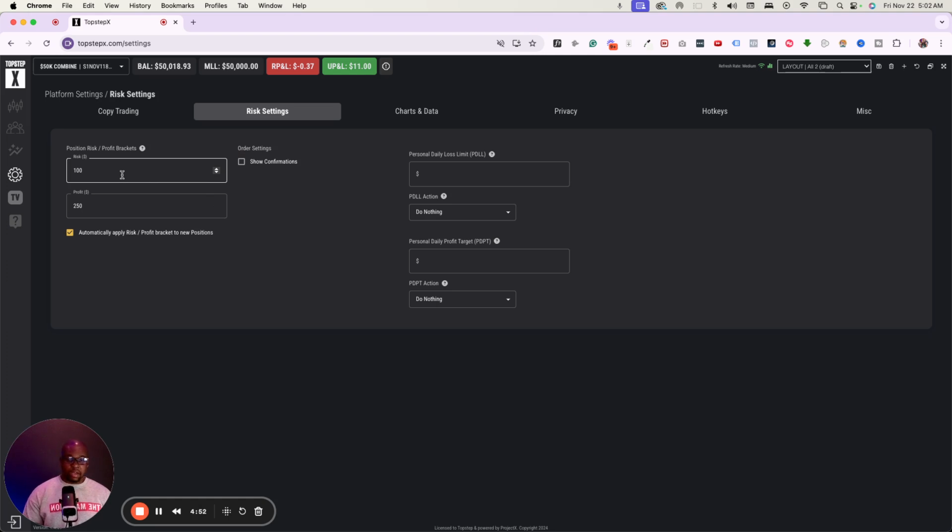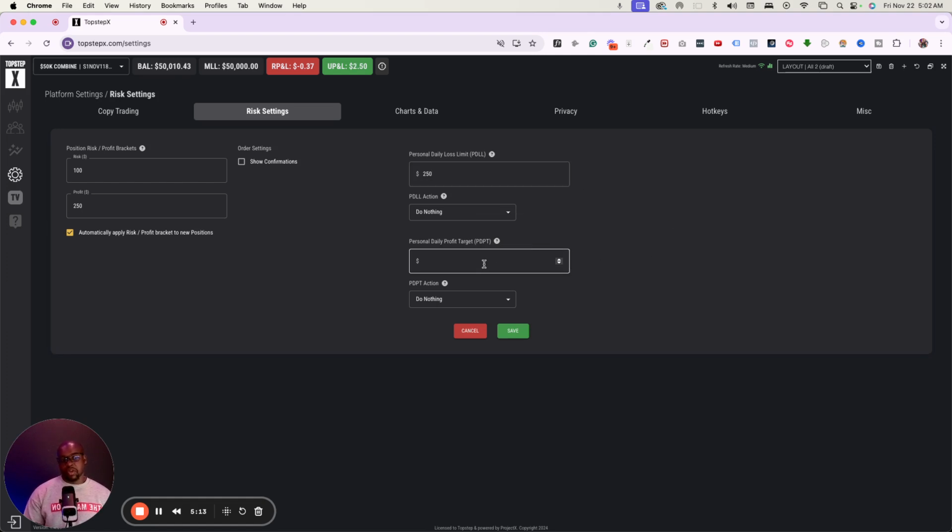$100, $50, $200, whatever you want to set as your risk. And then obviously your profit can be your profit. You can set personal daily loss limits. So once again, if I have a 50K account and my max drawdown is 2,000, I can say, okay, if I want to stop myself, I'm going to stop myself at 250. I'm going to stop myself at 500.